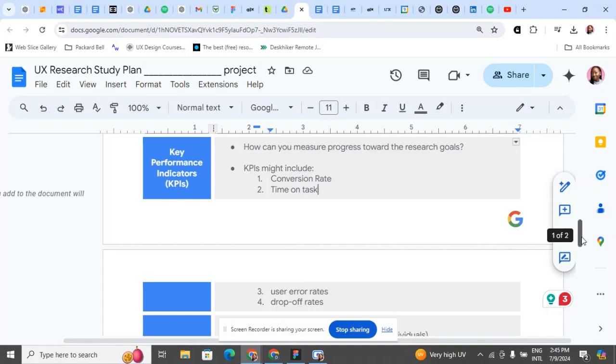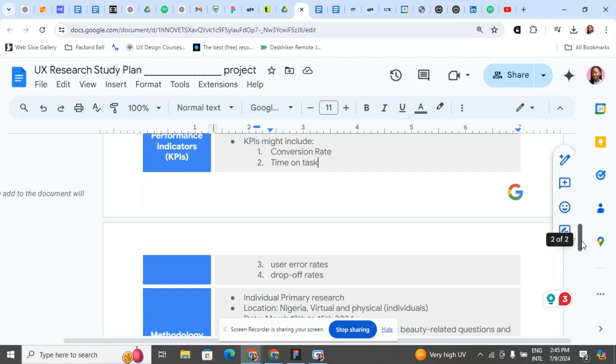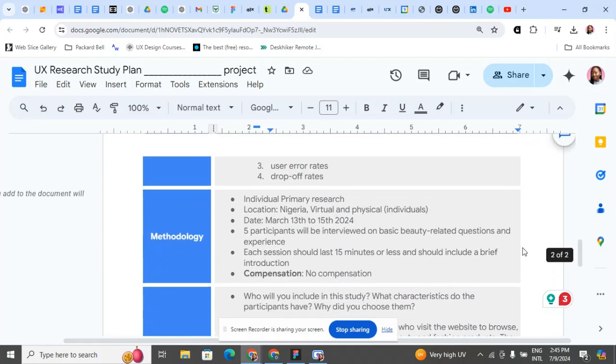So after we do this, we go down to the methodology. The methodology is talking about how we aim to achieve our primary research.